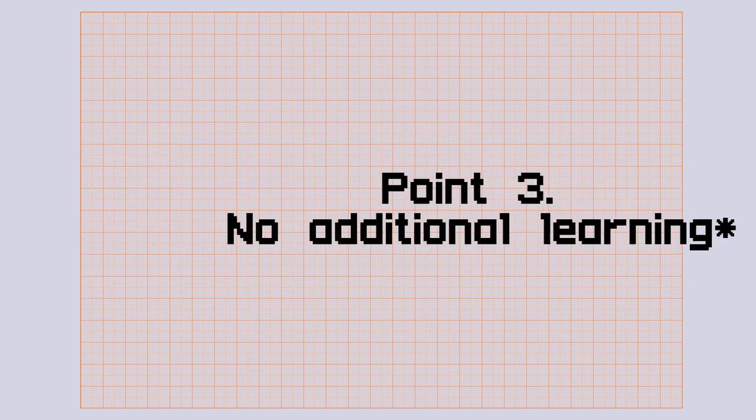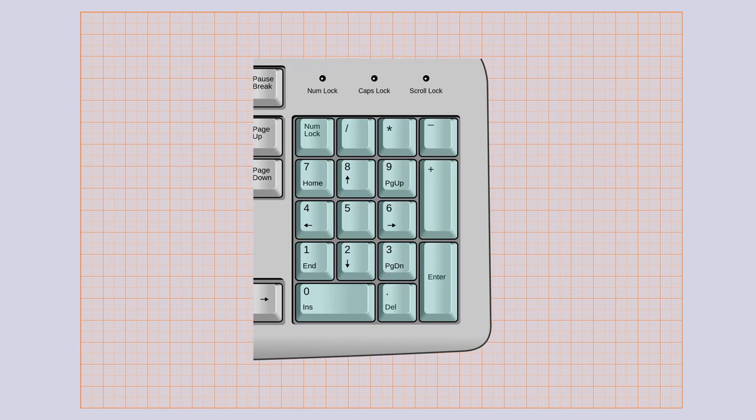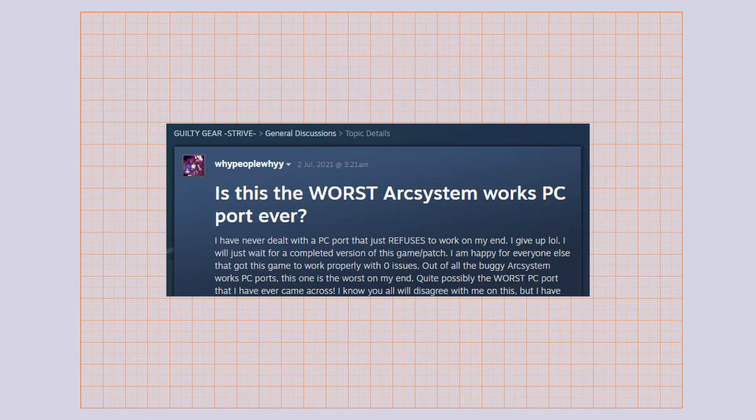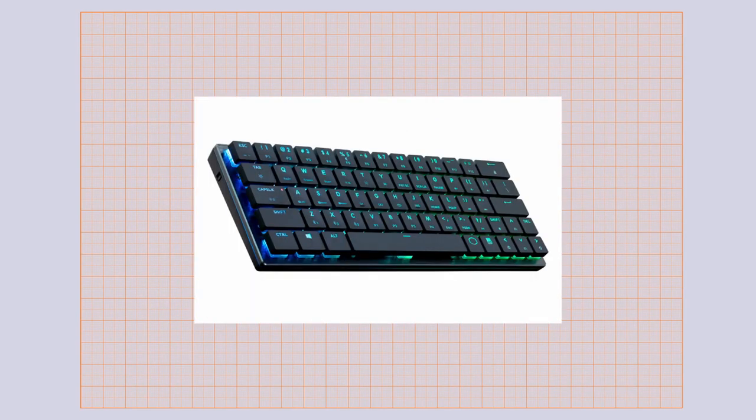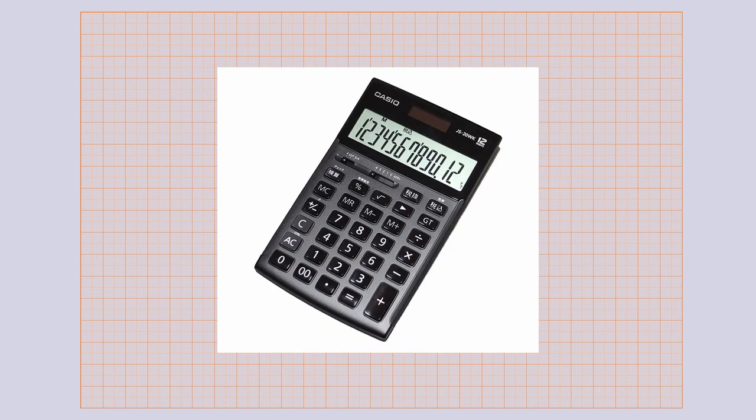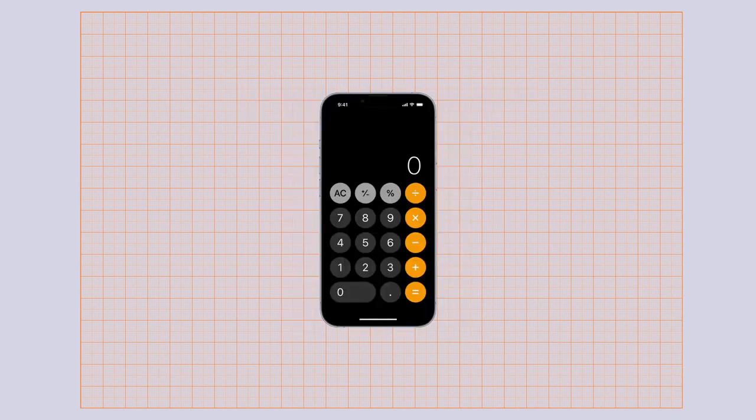Point 3. Doesn't require additional learning. Alright, that fucking numpad! I don't know how a community famous for not playing on PC even came up with numpad really, but have you seen modern keyboards? Less and less of them even come with it. Although at the very least calculators do still come in this format, and phone calculators follow that. Maybe you should consider the title change, really.